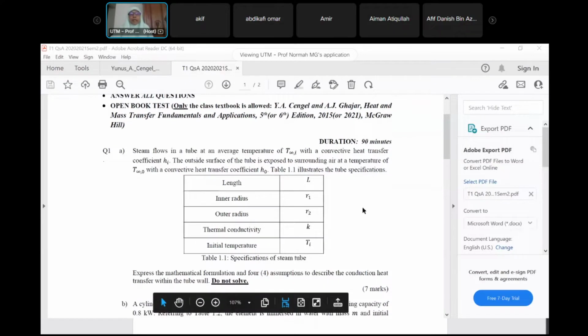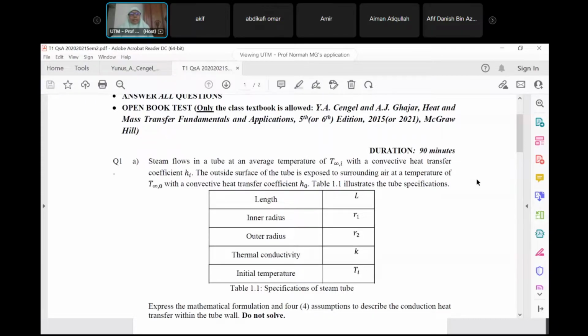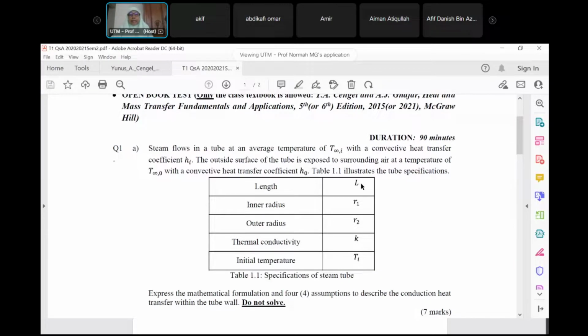Now here, this covers the materials for test 1. Steam flows in a tube at an average temperature of T infinity 1, with a convective heat transfer coefficient H1. The outside surface of the tube is exposed to surrounding air at the temperature of T infinity 0, with a convective heat transfer coefficient HO. Table 1.1 illustrates the tube specification. It has length L, inner radius R1, outer radius R2, thermal conductivity K, initial temperature T.